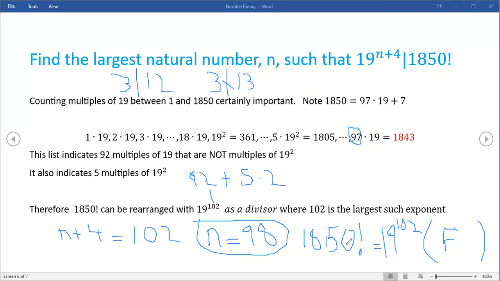of 1850 factorial. And the way the problem was stated is we just need to equate this exponent of n+4 with 102 to get the answer. It's a way to make it just another wording of the problem. We didn't really have to word it this way, I guess. But anyway, with regard to the way the problem was worded, this is the final answer: n is equal to 98.